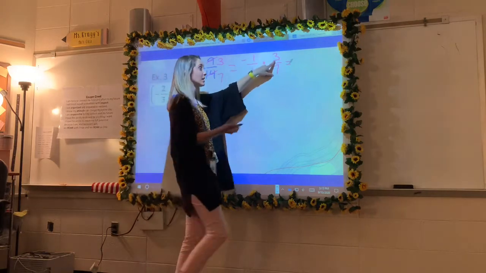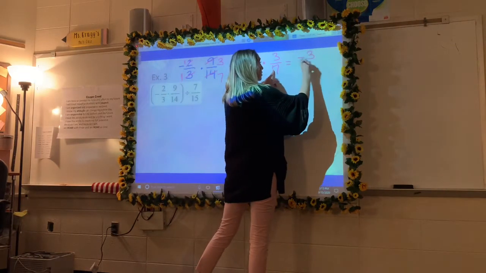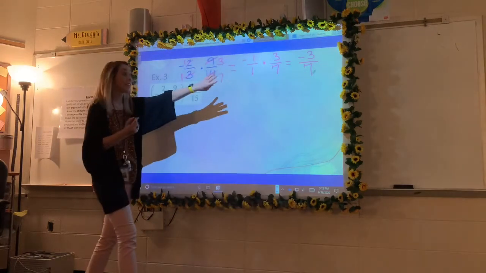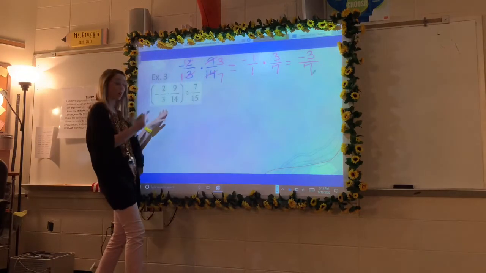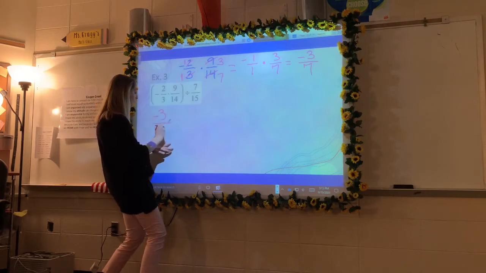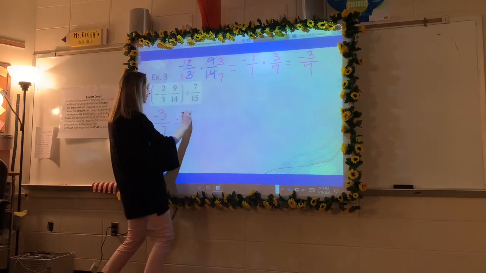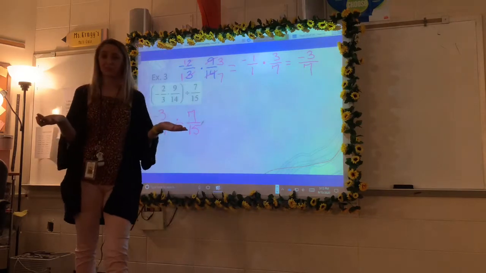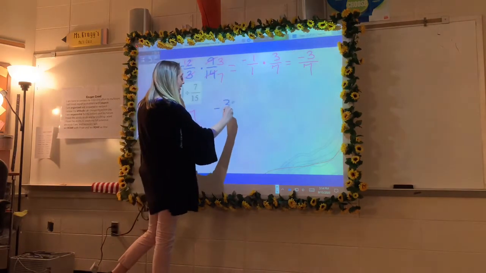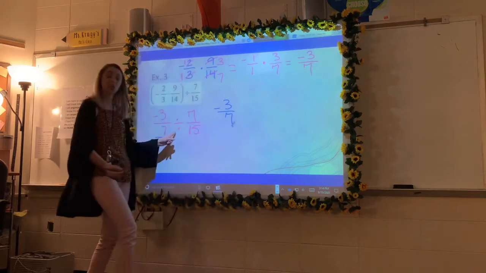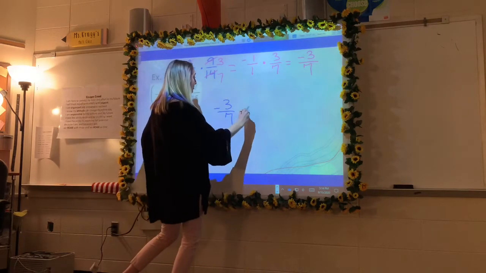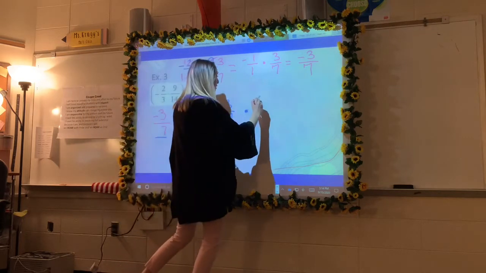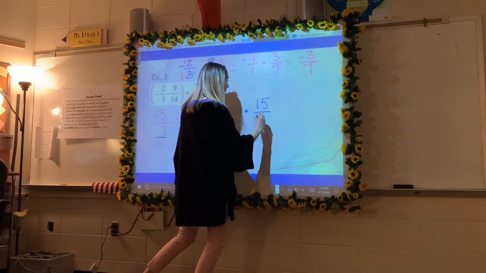So negative 1 times 3 would be a negative 3, and 1 times 7 would be a positive 7. We're going to move that negative 3 over 7 down here under the parentheses because that's where it would go. And we're dividing by 7 over 15. All right, so now we do our division rules. We're going to keep that negative 3 over 7. We're going to change division to multiplication. And we're going to flip, so we get the reciprocal of 7/15, which would be 15 over 7.